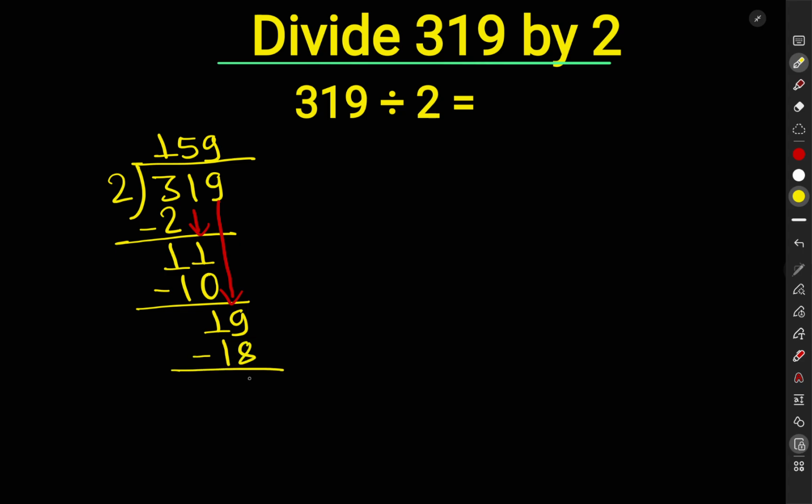On subtracting we get 1. So now this 1 is less than 2 and there is no other number beside. So we put here decimal so that we take 0. So now it became 10 and 2 times 5 means 10. On subtracting we get 0. So 319 divided by 2 is 159 decimal 5.